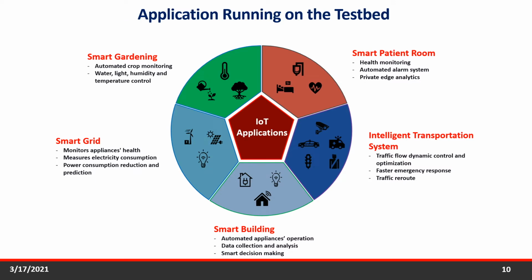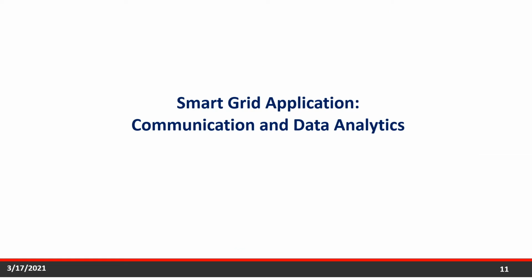Intelligent Transport System controls and optimizes traffic flow dynamically. It is also used for faster emergency response and traffic rerouting. Smart Building processes automated appliance operation, smart decision making, data collection, and analytics. In the next section, we will discuss the applications in detail, including some demos. The first application we show here is the Smart Grid Data Communication and Analytics.